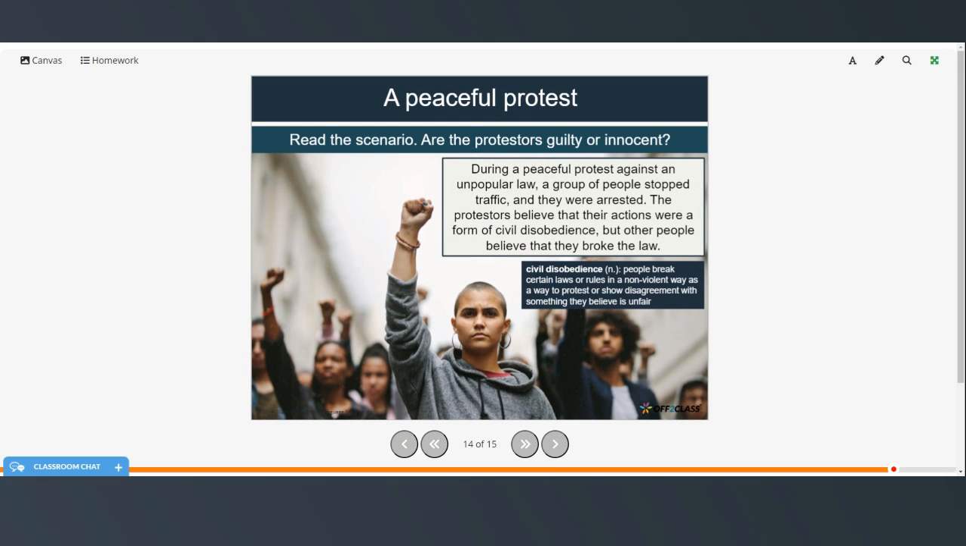And here we have another phrase, civil disobedience. People break certain laws or rules in a nonviolent way as a way to protest or show disagreement with something they believe is unfair. So during a peaceful protest against an unpopular law, a group of people stopped traffic and they were arrested. The protesters believed that their actions were a form of civil disobedience, but other people believed that they broke the law. So again, just think about whether you believe they're guilty or innocent.